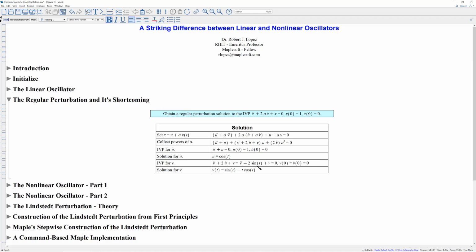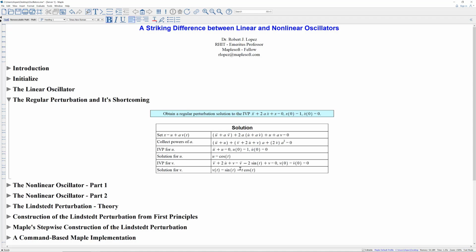But this sine t here in a particular solution means you pick up a t cosine t, and this term becomes unbounded as t increases. You get oscillations that get bigger and bigger. That means this regular perturbation is not very useful.